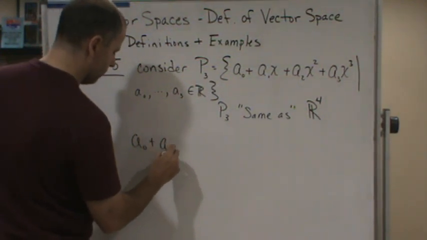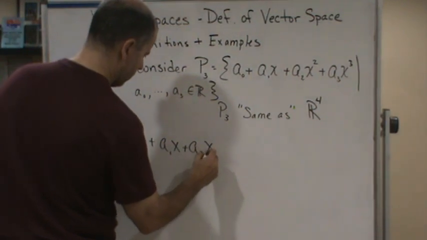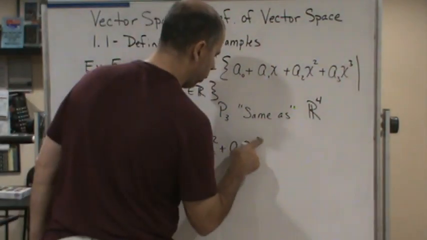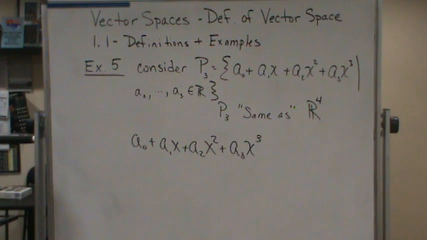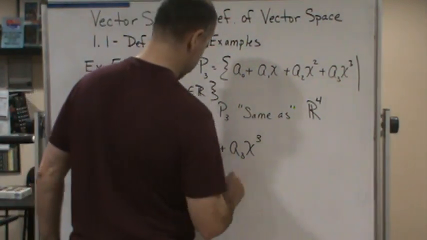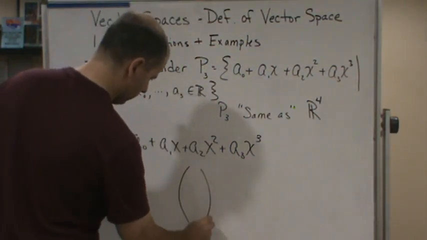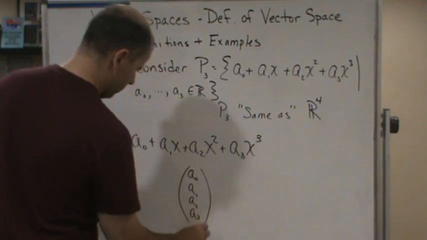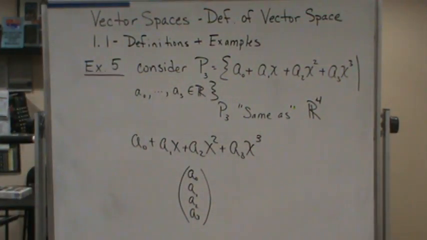so if we take a0, oops, and we correspond that to this, so that the vector represents the coefficients of the variables, then the operations also correspond.